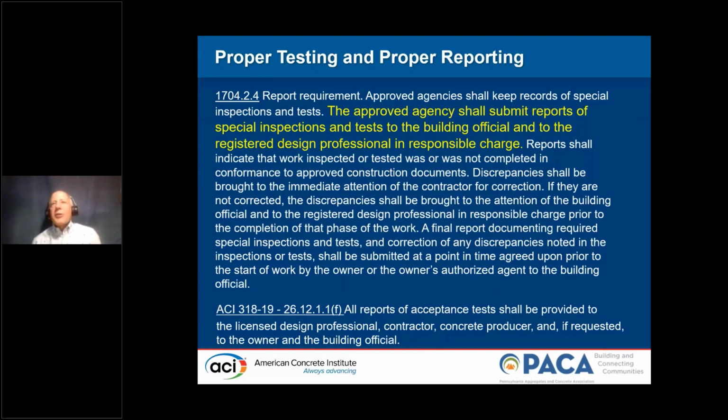Now, we've got all our testing done. We have our strength test. Time to issue a report. Who does that go to? The building code says that goes to the building code official and the registered design professional. Further back in the building code documents, ACI 318, which comprises the basis of our concrete building code, says that the contractor and the concrete producer, and if requested the owner, also get those test results.